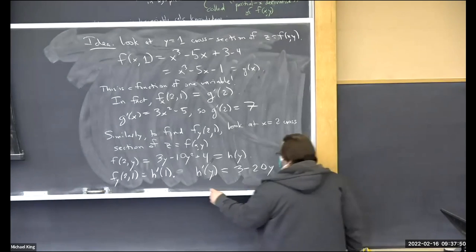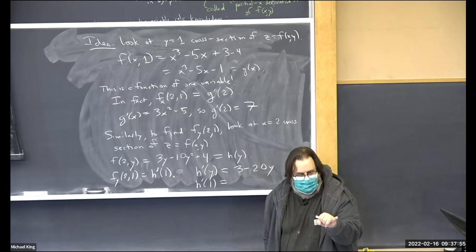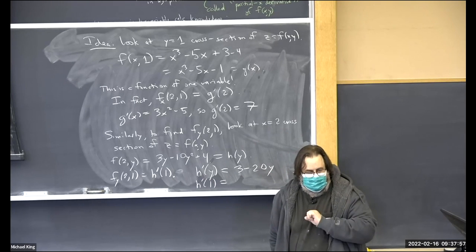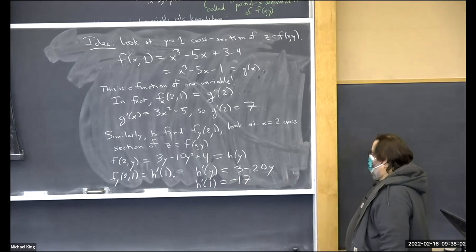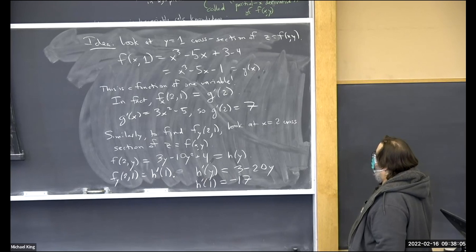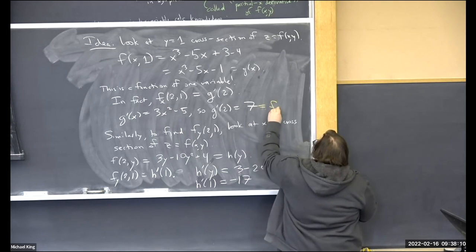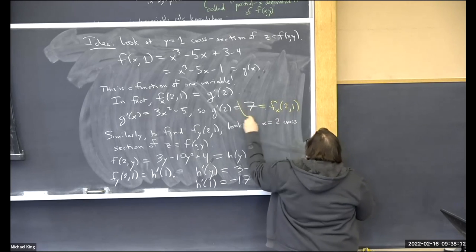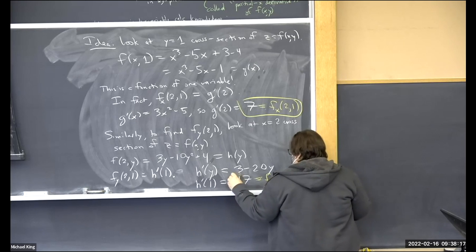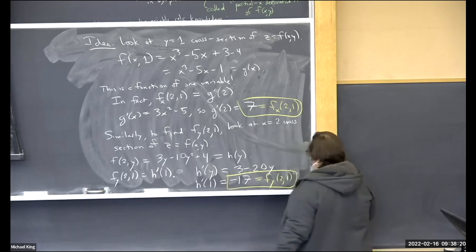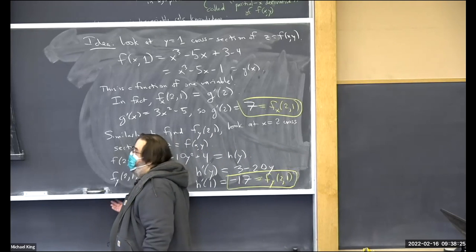Okay. Yeah, h prime of 1 is, sorry, what's your name? Bridget. Negative 17, yes. Thank you. So negative 17. So I should say this is the partial x at 2, 1, and this is the partial y at 2, 1. Right, so that's a way for us to compute partials at a particular point, right?